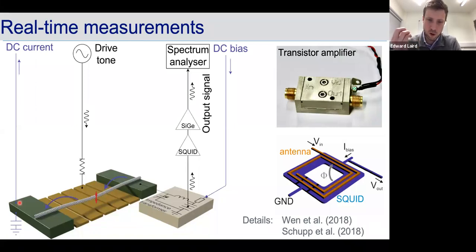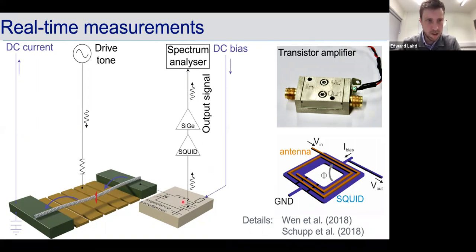But then we also want to be able to measure the high frequency component as well. And so we needed to build a radio frequency amplifier chain inside the refrigerator. We found that we used both a commercial transistor amplifier, and then we also found that using a SQUID amplifier as well helped our sensitivity.